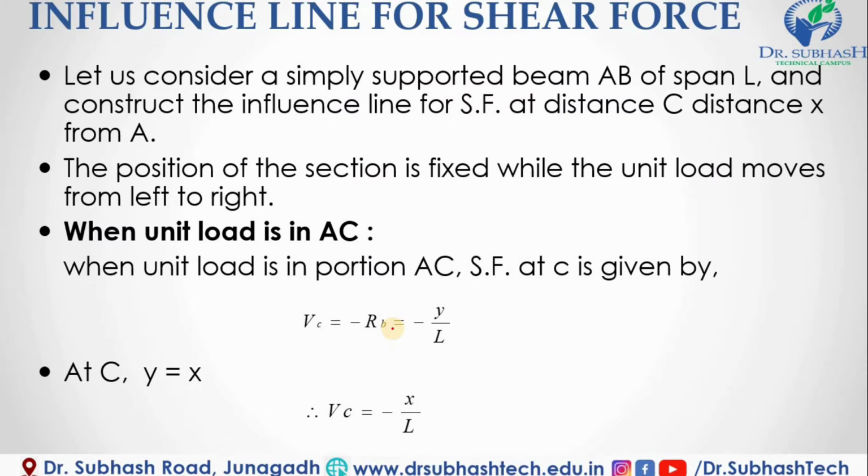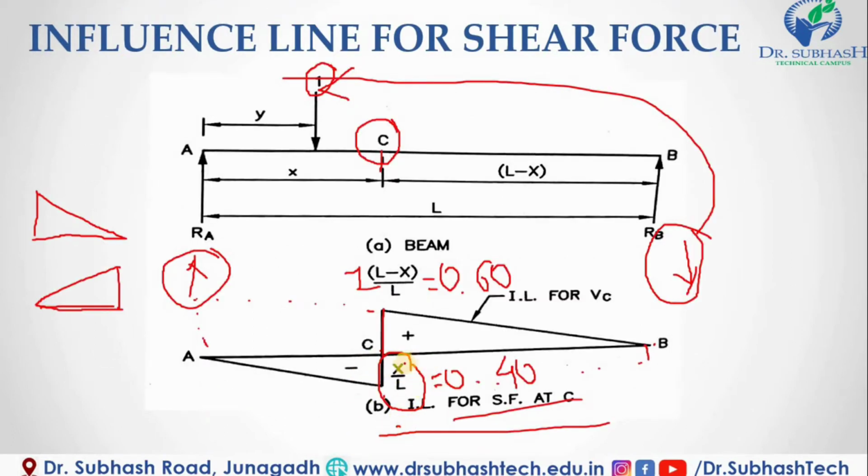Now, influence line for shear force. Let us consider again a simply supported beam AB of span L. Let us construct the influence line of SF at section C, at distance X from A, as seen in our previous figure. When the unit load is in portion AC, how do we calculate? When the unit load is in portion AC, the shear force at C, VC, is given by the negative of RB. That's why it is minus Y by L. At C, Y is equal to X, so we put Y equal to X. So the shear force at C is minus X by L, which is the value of RB.